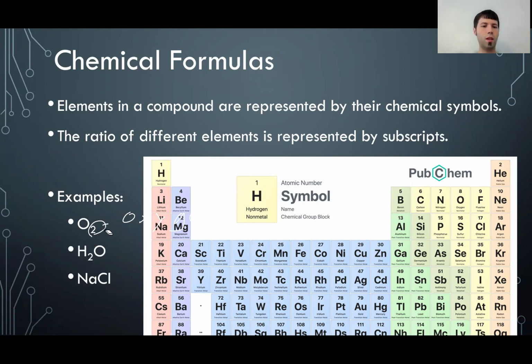So the 2 means that in this molecule, there are 2 oxygens. The form of oxygen we breathe is 2 oxygen atoms that are bonded together. That's diatomic oxygen or gaseous oxygen. There are actually other forms of oxygen. O3, for example, is ozone, which is actually poisonous, but it's good that we have it in our atmosphere to protect us from some of the UV rays in the sun.